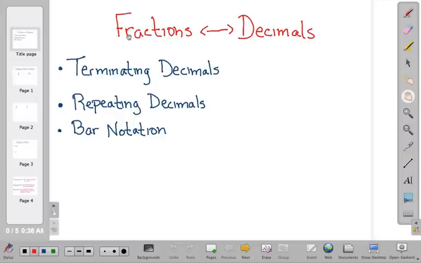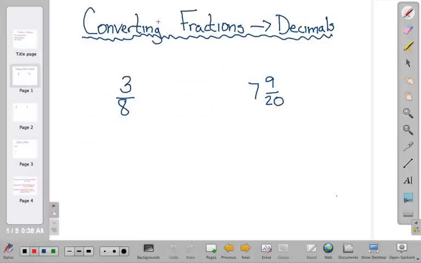In this video, we're going to learn how to convert between fractions and decimals. So we're going to change fractions into decimals, and we're going to change decimals into fractions. We're going to talk about three vocabulary words: terminating decimals, repeating decimals, and bar notation. So we're going to start by converting fractions into decimals.